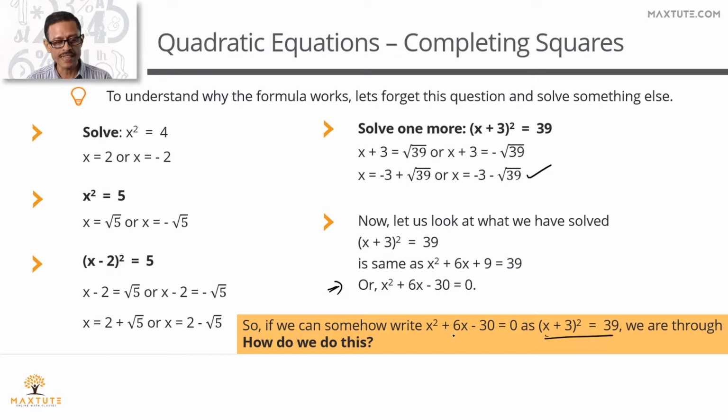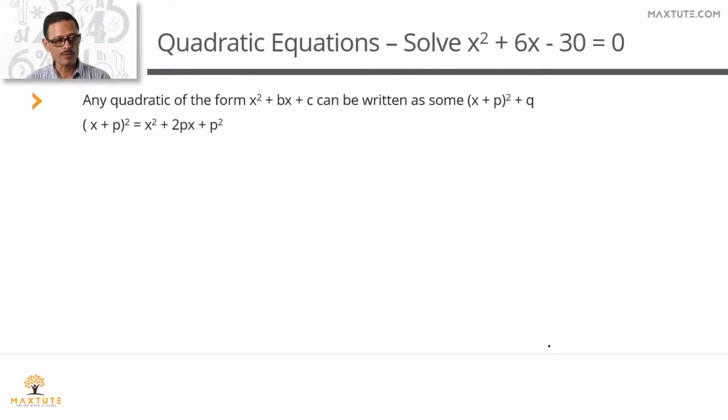So let's see how to write this x square plus 6x minus 30 or any such equation into a completed square form. Let's get started. What we are going to be doing is, we're going to write any x square plus bx plus c as a completed square, x plus p the whole square plus a q. Once we can do this, then we can take square root on both sides. Let's expand this x plus p the whole square. What do we have? We have x square plus 2px plus p square. Let's compare these two terms. X square and x square, nothing much to do there. The 2px here is equal to bx.